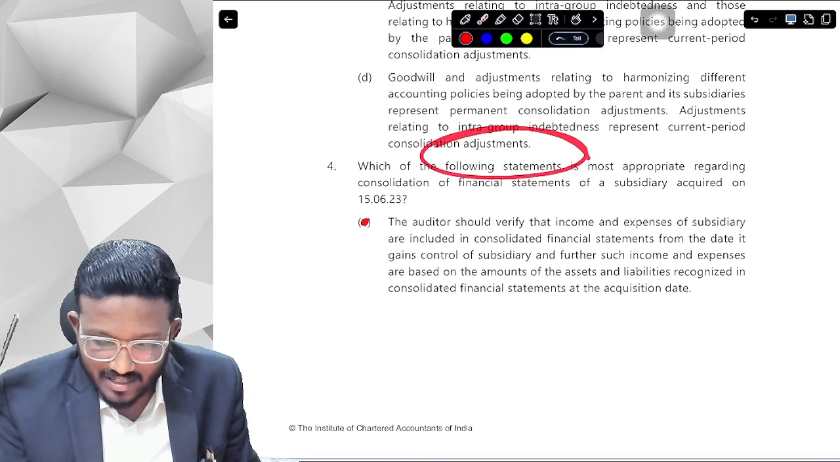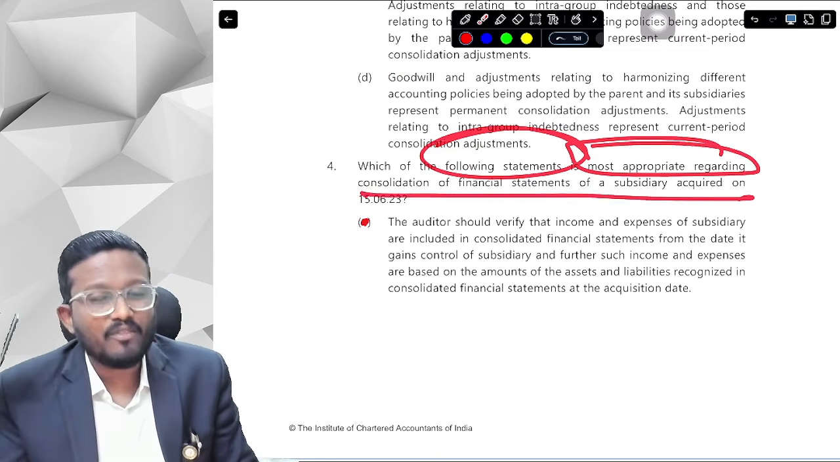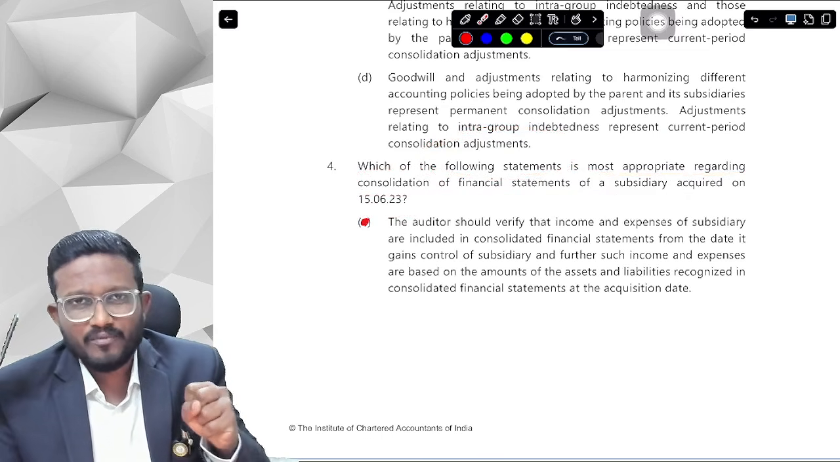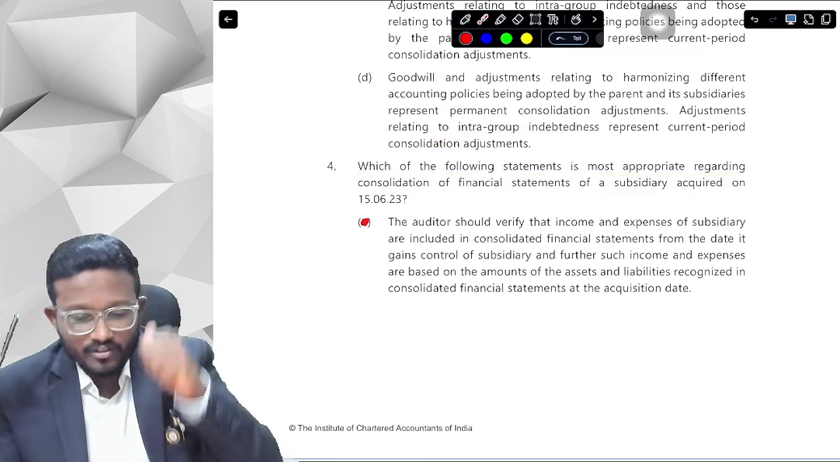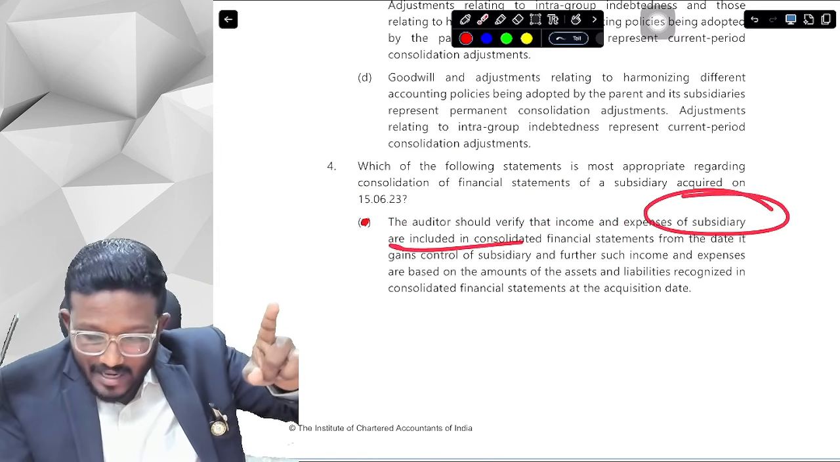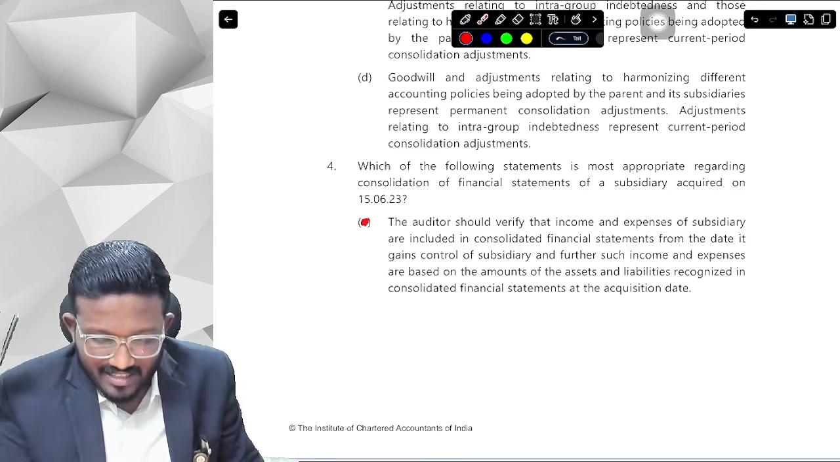Which of the following statements is most appropriate regarding consolidation of financial statements of the subsidiary acquired on 15th June? So we have acquired a subsidiary on 15th June. Now which of the following is true? First of all, it says that we need to verify whether the income and expenses of the subsidiary are included in the CFS from the date it gains control of the subsidiary.